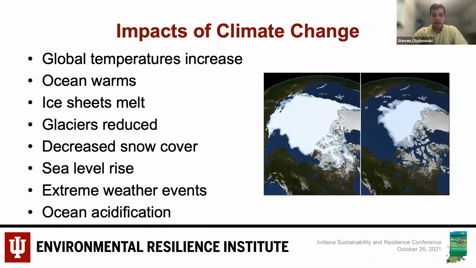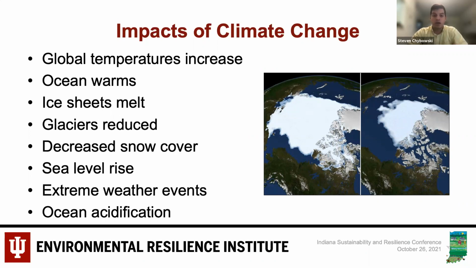And so what are the impacts of this climate change? Well, we are seeing global temperatures increase. So that's causing us to have hotter summers and causing the planet to have more and lengthier droughts. That's happening here in Indiana and all across the world. We're seeing warmer oceans, which is leading to an increase in hurricane and storm conditions. We're seeing ice sheets melt and glaciers reduced. So that's causing our sea levels to rise, leading to coastal erosion and increased flooding in our communities.